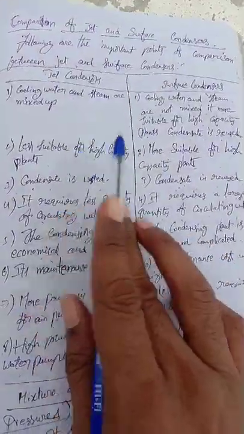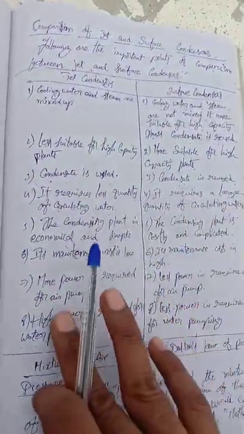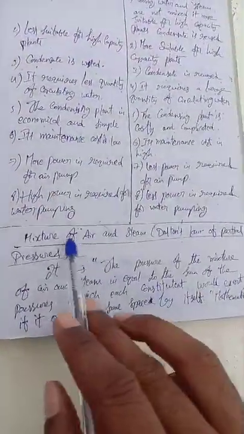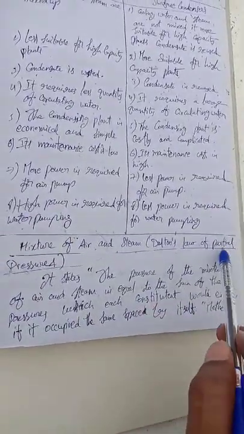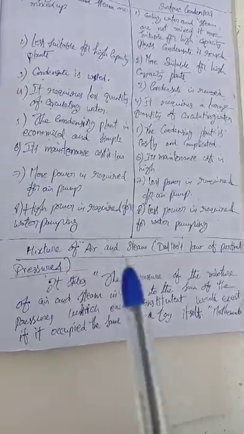So these are all the differences between the jet condensers and the surface condensers. Now we are going to see the mixture of air and steam, and Dalton's law of partial pressures.